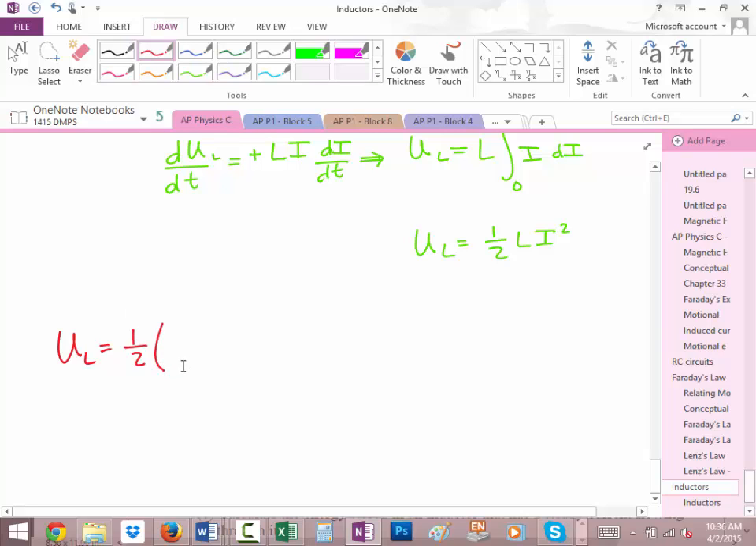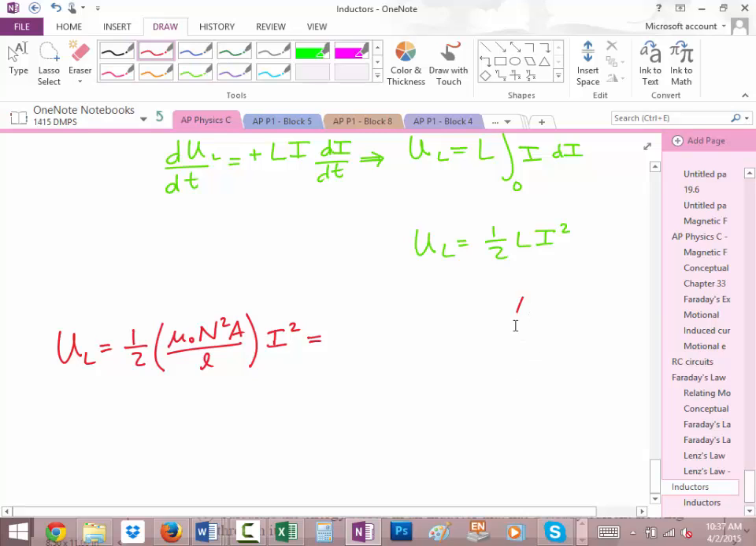Instead of L, I'm going to write it in terms of that magnetic field stuff. So that was mu naught N squared A over l times I squared. So that's all I did. I just plugged in the statement that is L. So that's getting it kind of in terms of magnetic field. Like there's that magnetic fieldy stuff in there. And then, this is what we're going to do.